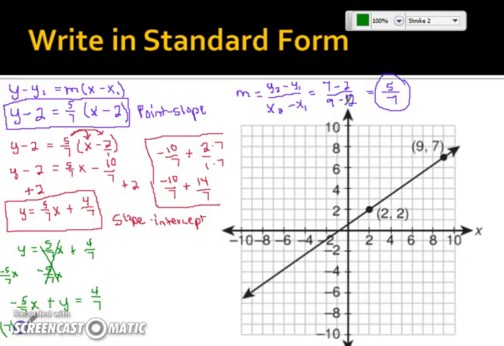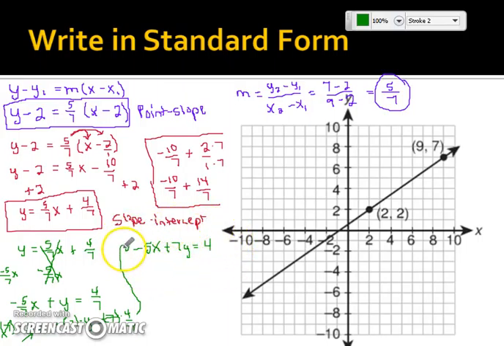So 7 times a negative 5/7 x plus 7 times y equals 7 times 4/7. These 7's now cancel out. 7 cancels out with 7. And you're left with a negative 5x. And then this one, 7 times y is 7y. And then 7 times 4/7, this 7 cancels off with this 7, so it equals 4. Now, you could stop here.